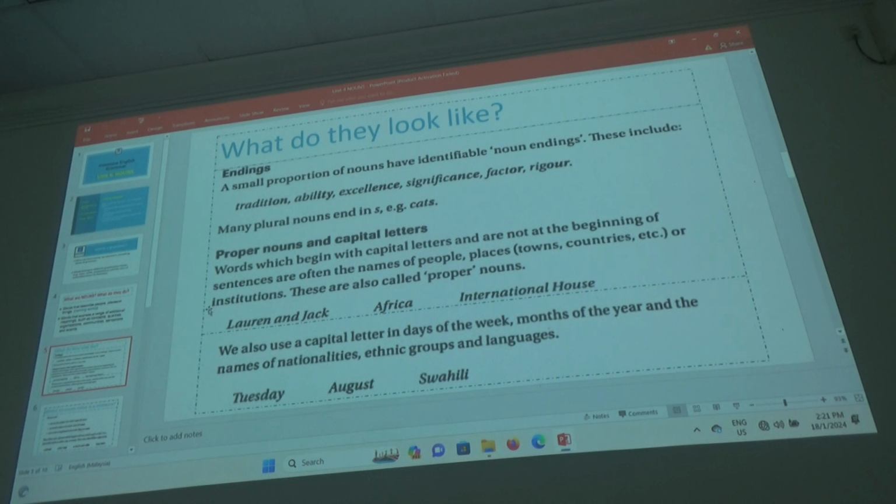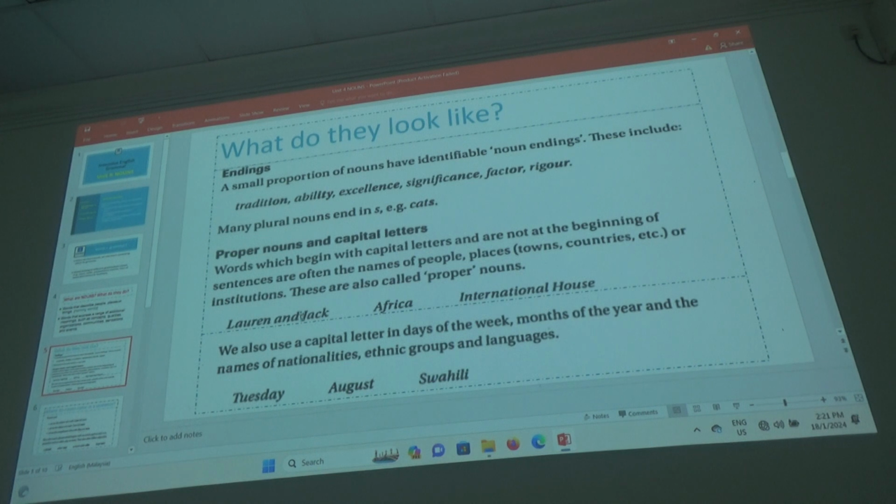Alright? Often the names of people, places, towns, countries, etc. or institutions, they are also called proper nouns. Your name is a proper noun. Your city is a proper noun. Your country is a proper noun. Right? Like Lauren and Jack.